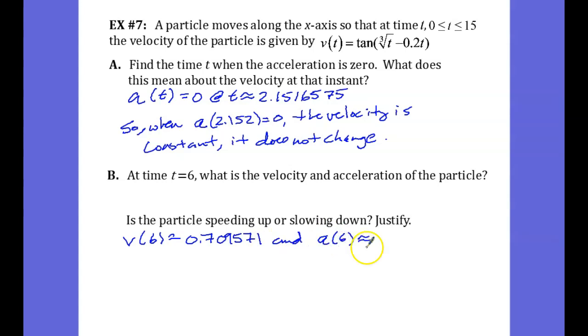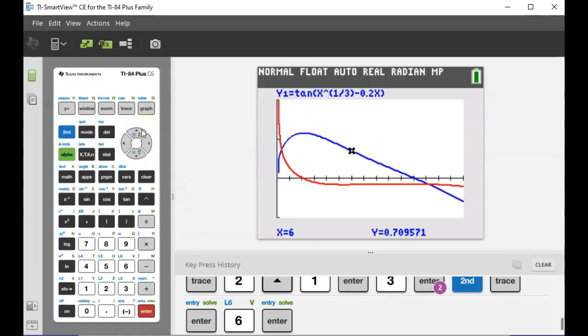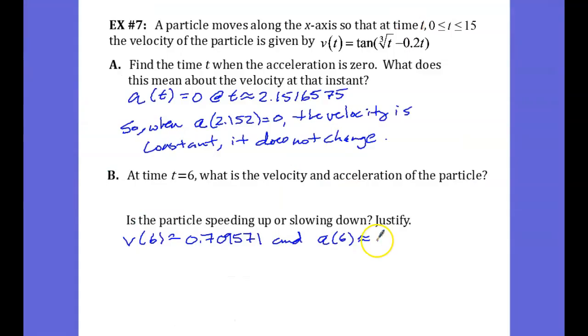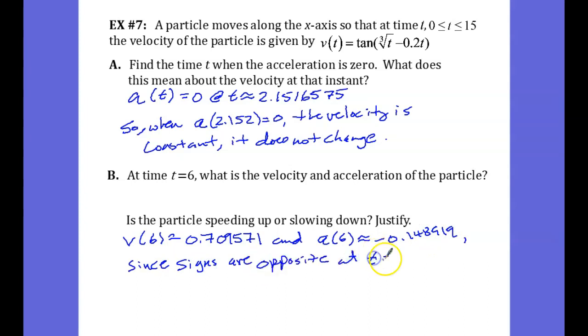Let's go back to the graph. All I'm going to do is toggle to the other graph. And so we can see our y value is negative 0.148919. So a of 6 equals negative 0.148919. Since signs are opposite at t equals 6, the particle is slowing down.